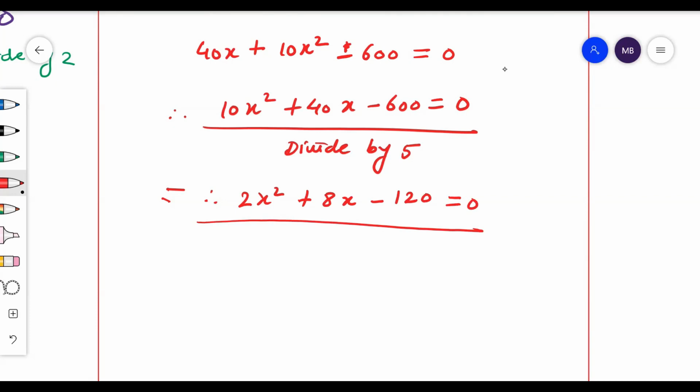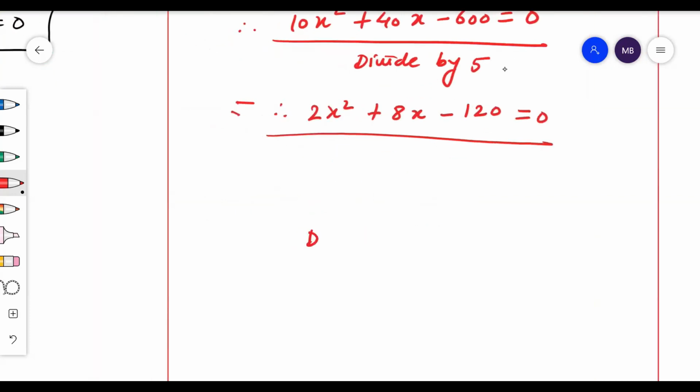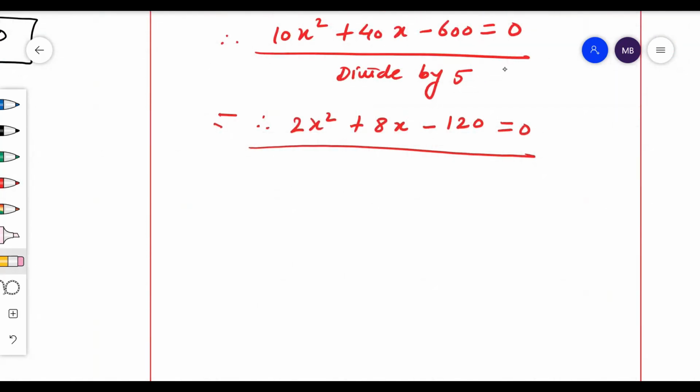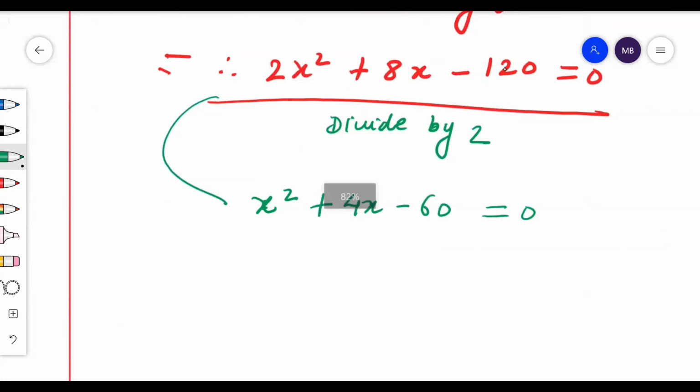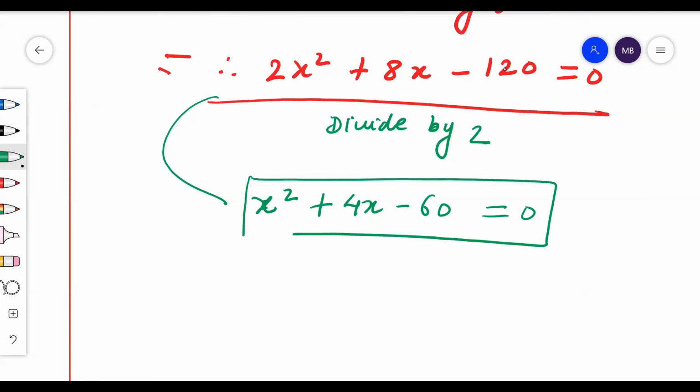Again, this can be divided by 2. So we could have divided the entire thing by 10 in the first case. Anyways, again divide by 2. So the equation becomes x square plus 4x minus 60 equal to 0. Now this is your required equation. Now you can solve the quadratic. Fine? Right.